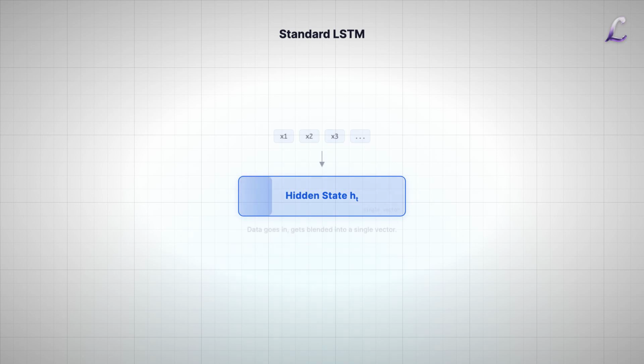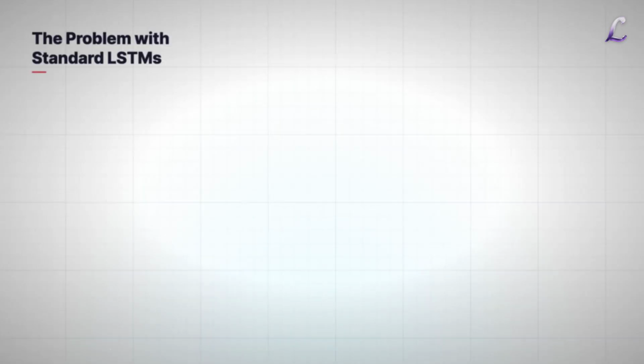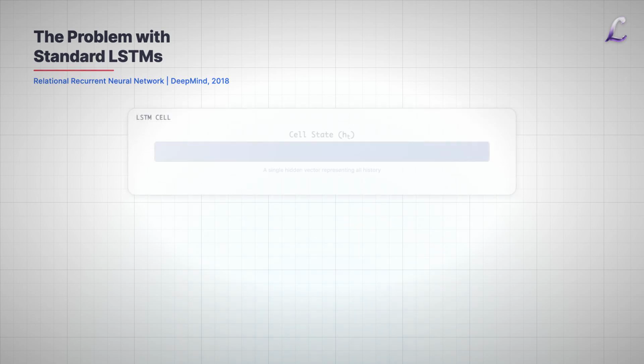Standard recurrent neural networks like LSTMs are excellent at storage, but reasoning? That is where they break. This is the Relational Recurrent Neural Network, a 2018 breakthrough from DeepMind. To see why it matters, look at the flaw in the standard LSTM.